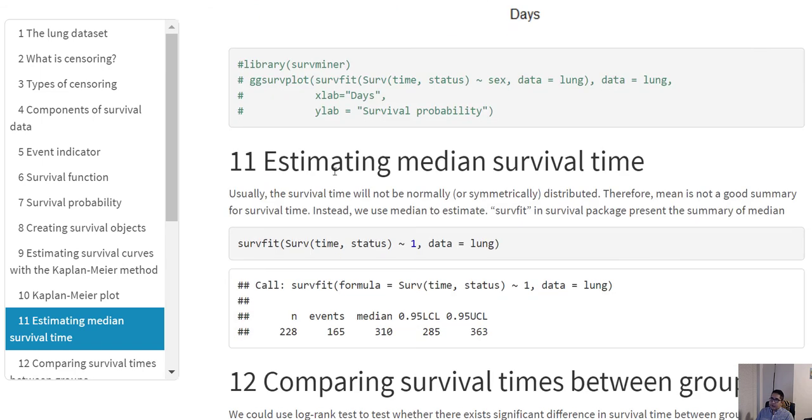Alright, we also talked about median survival time, and we can easily get that using this same survfit, where you will get a median estimate as well as the confidence interval associated with it.